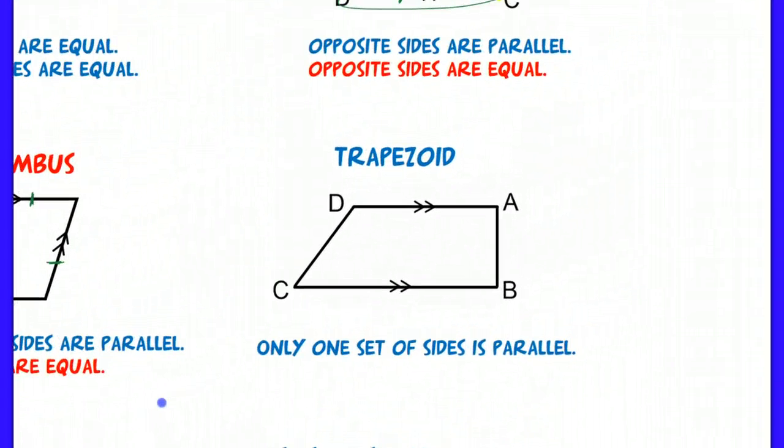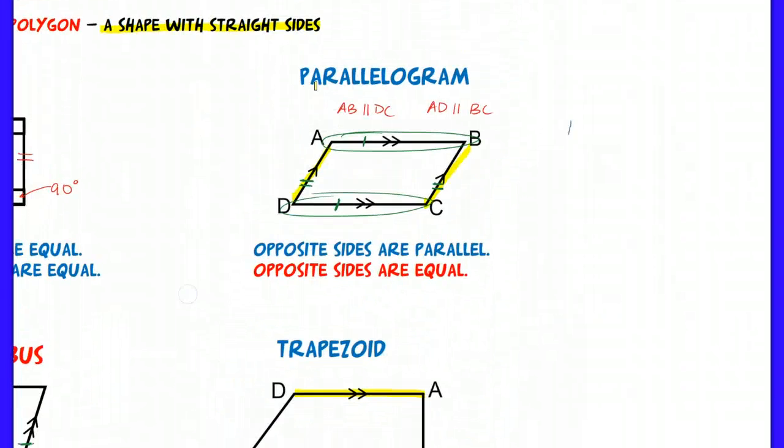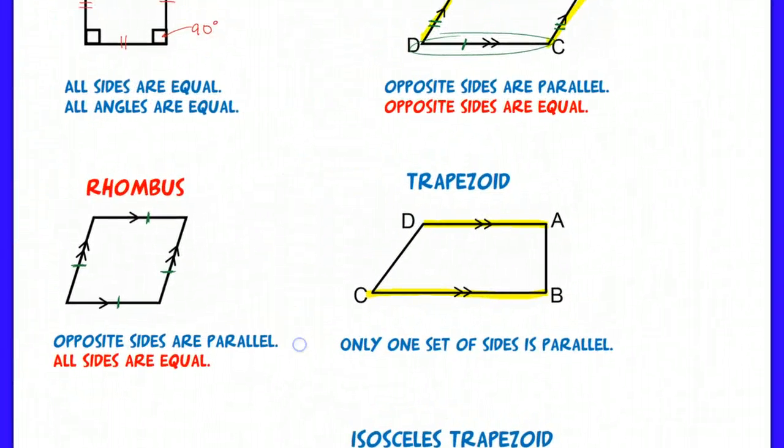Okay, next up we have a trapezoid. A trapezoid only has one set of sides that are parallel. So one set of opposite sides are going to be parallel to each other, and that's what you get when you have a trapezoid. So if you have two sets of opposite sides parallel, then we call that a parallelogram. If only one set is parallel, we call that a trapezoid.